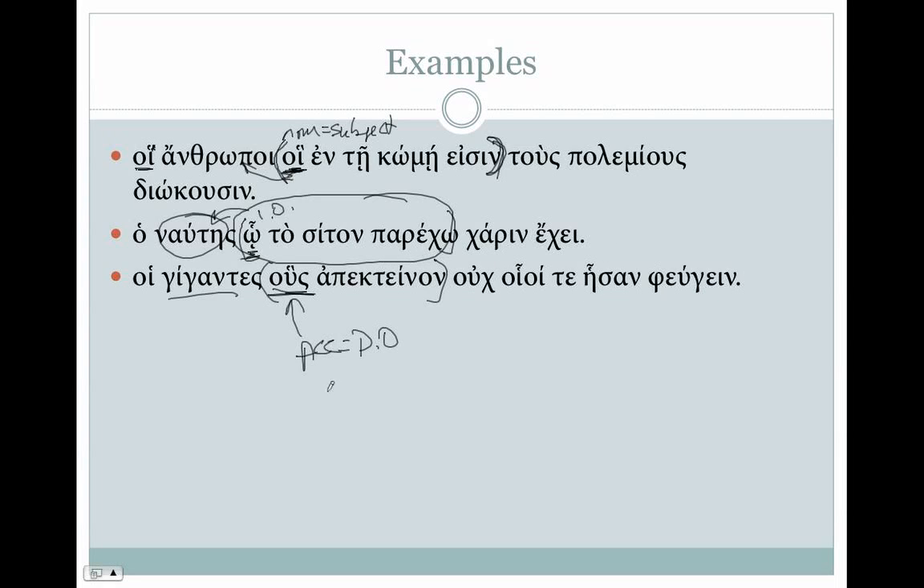So, when you're coming across these, if you see a relative pronoun, if you need to, use brackets. And end the bracket when you have a complete idea. The case will determine how it's being used in the clause, not in the whole sentence, but in the clause. And it'll be the same gender and number as its antecedent.